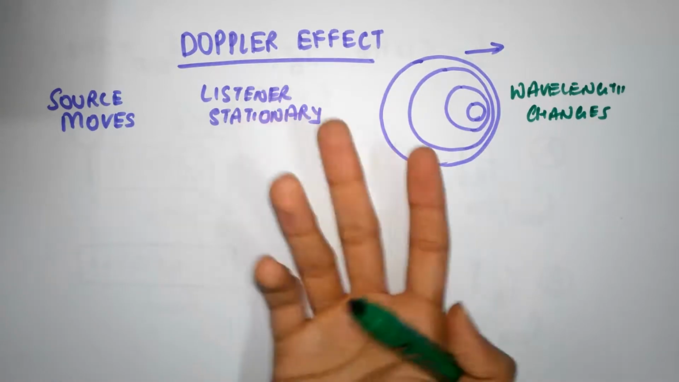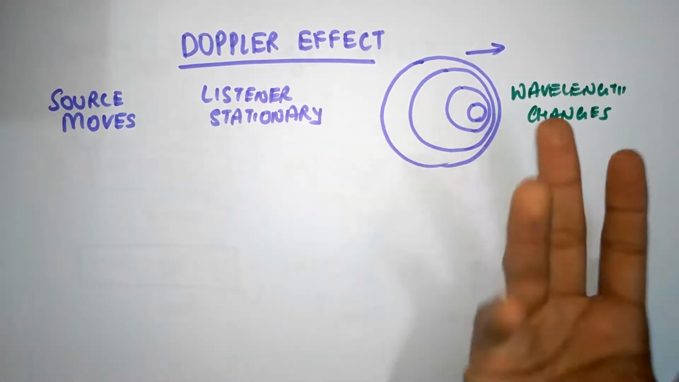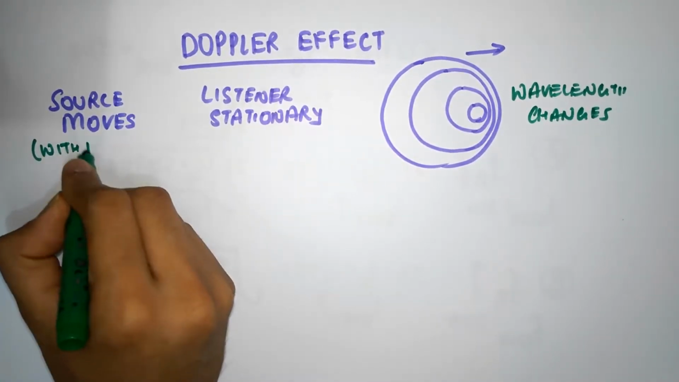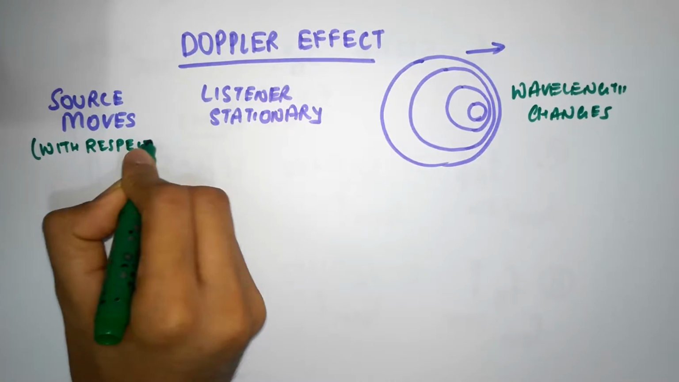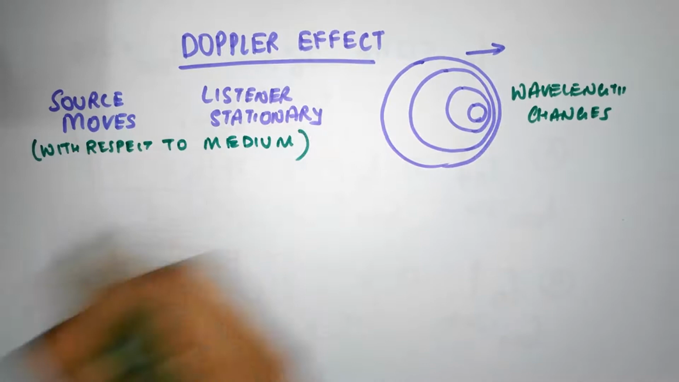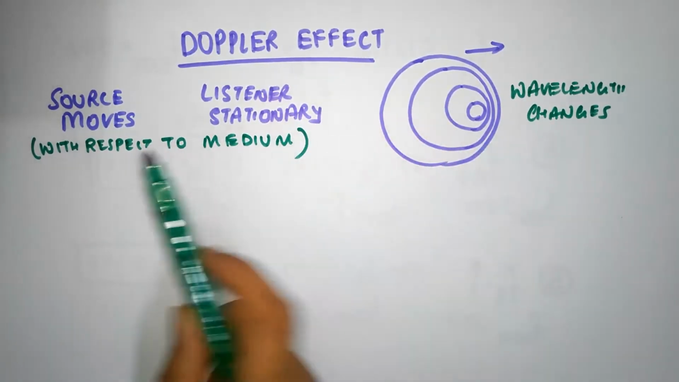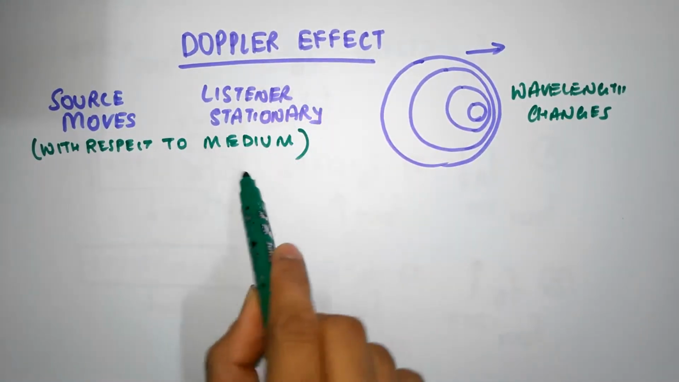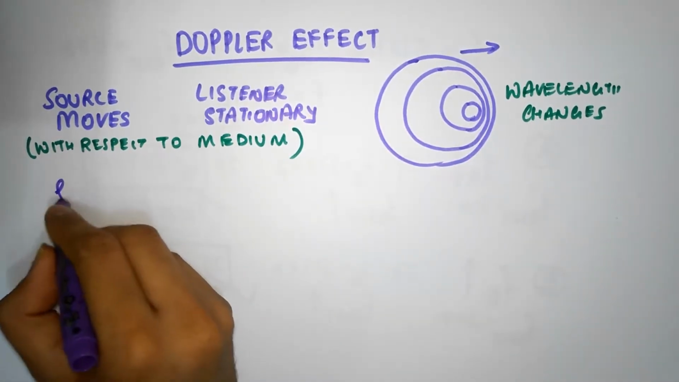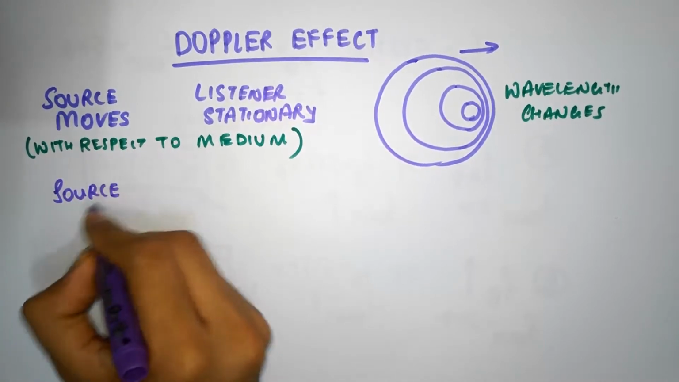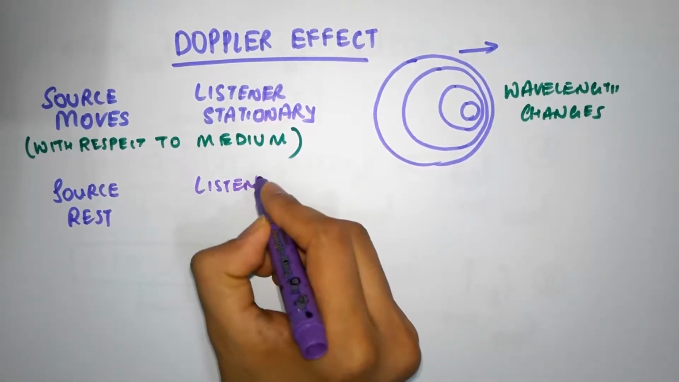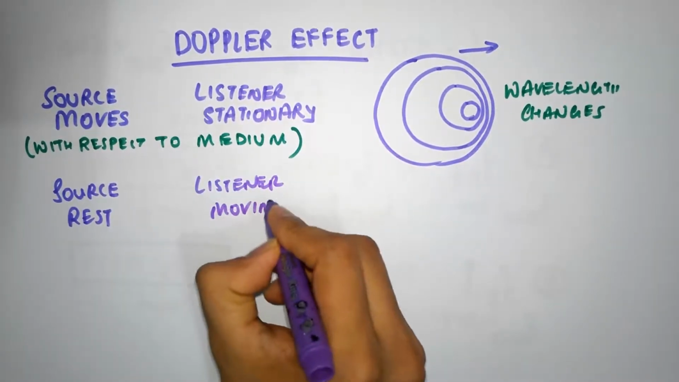Now remember, motion is a relative term, so moving with respect to what? Well, source moves with respect to the medium of the sound. Usually it's going to be air. So when I say the listener is stationary, it's stationary with respect to the medium. So that's one case in which you can have Doppler effect. Another case in which you can have Doppler effect is when the source is at rest, again with respect to the medium, and the listener is moving with respect to the medium.